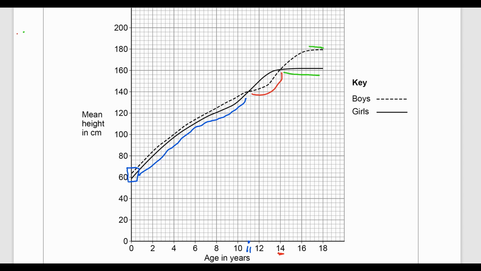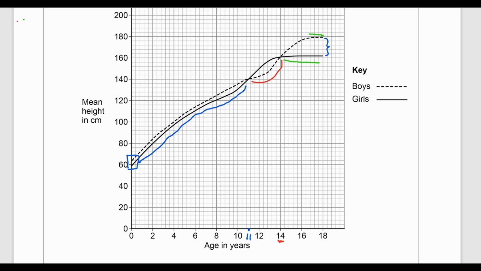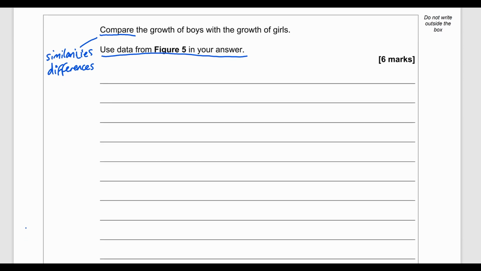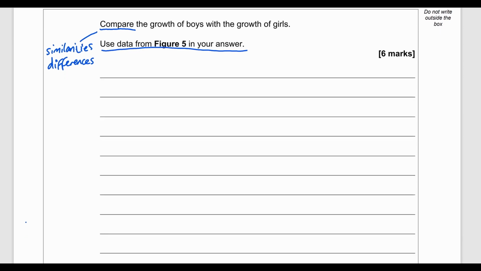Lastly, what we could do is think about the differences in the height and where that difference is the greatest. We can see the lines are further apart at age 18. And what we could do is a bit of calculation there if we don't have enough information. So let's formulate our answer now. From 0 to 11 years, girls are shorter in height than boys.